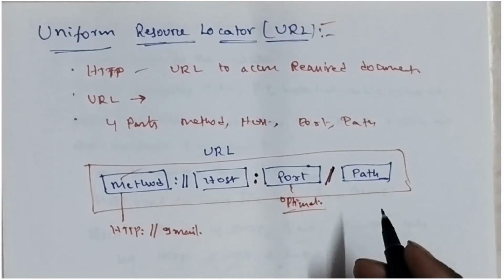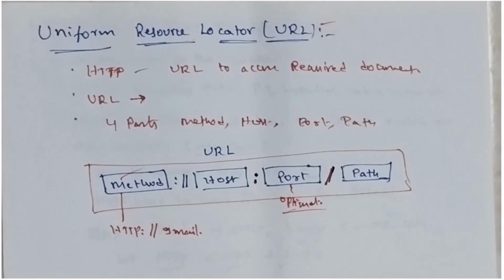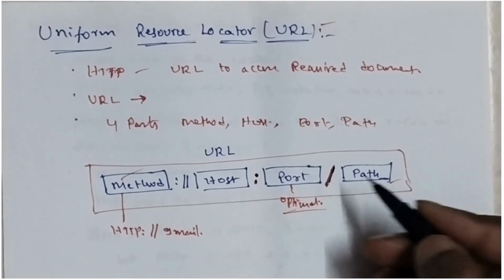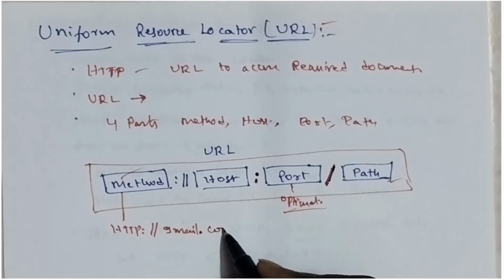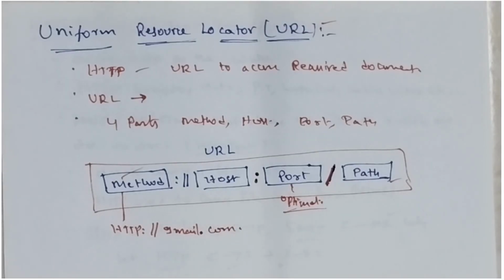And the last one is the path. What is the meaning of path here? A path is the path name where our required information is physically stored. The path itself contains slashes that separate directories from subdirectories. Clear? For example, it is .com, the URL of Gmail.